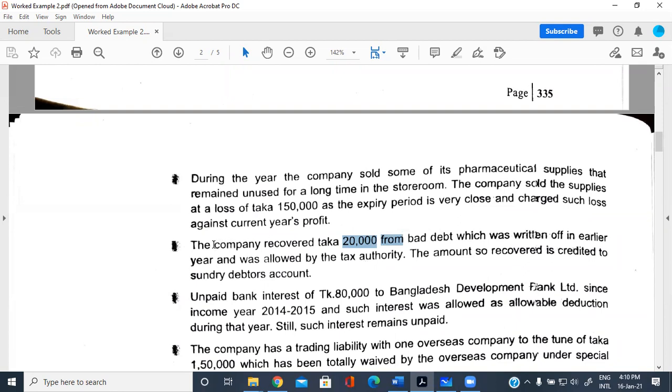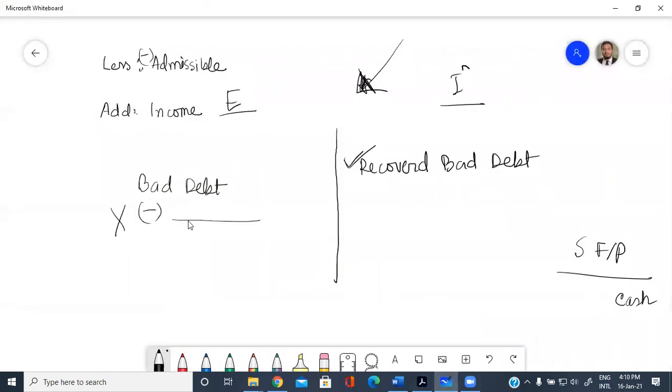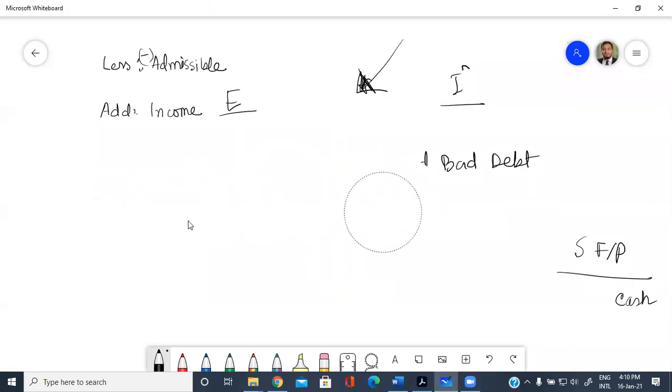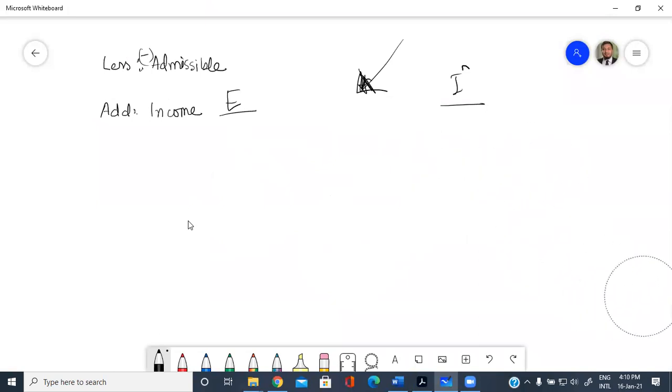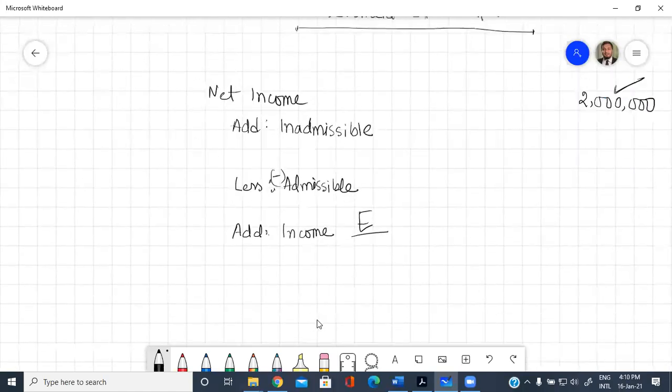In this year, you have been able to recover this 20,000, which was shown as bad debt in the previous year, right? Yes, sir. So now you have to add this back, right? You have to add it in the name of what? You have to add the bad debt recovered of how much? 20,000.